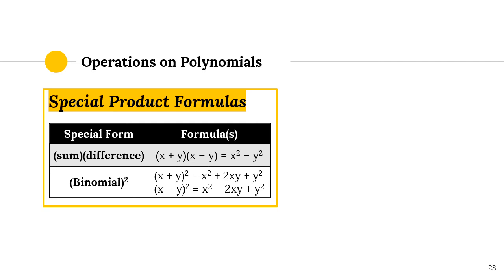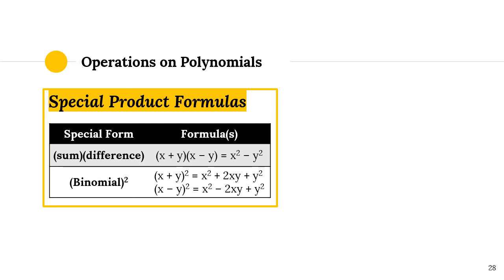If we're going to multiply the sum and difference of the same terms, okay, the product is simply the difference of the square of each of the terms. And for the binomial, if we're going to square a binomial, say x plus y squared, simply you put, there are three terms in the answer.